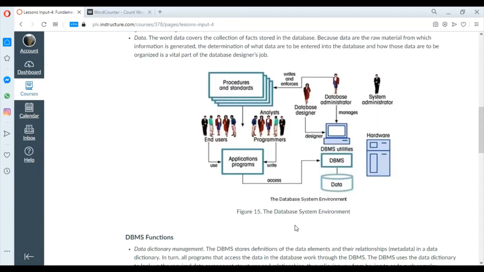So we have figure 15, the database system environment. As you can see, we have the people or peopleware. We have the hardware. We have the software. We have the data and the procedures. Take note, all of the following entities interact with each other except for the hardware, which actually is the one housing our software and our database management system as well as our data.